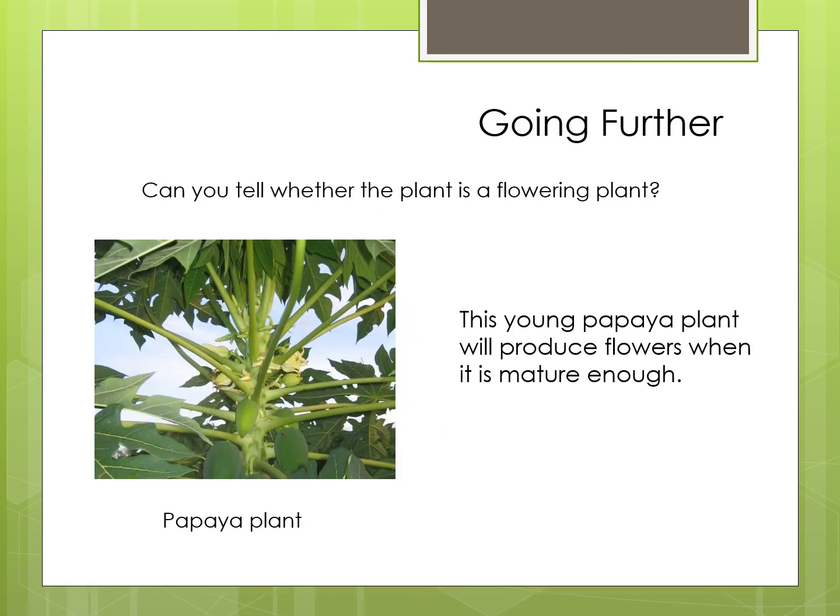Going further with the explanation, you can see on the slide the image of a papaya plant. Can you tell whether the plant is a flowering plant? When we do not see flowers on a plant, it does not mean that it is a non-flowering plant. This young papaya plant will produce flowers when it is mature enough.